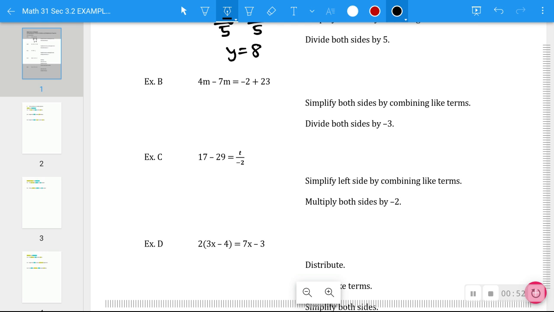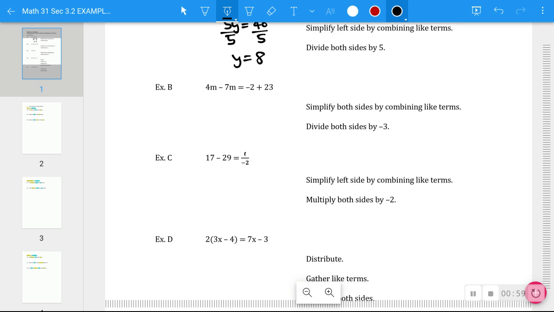Example B adds another step to it. We're going to have to simplify the left-hand side and the right-hand side separately. We have like terms. You may notice that both of these terms have m in them. And when you combine them, you get negative 3m. Combining the like terms on the other side, negative 2 plus 23 is 21. So now we're going to undo the multiplying by negative 3 by dividing by negative 3. And after that cancels, you get m equals negative 7.